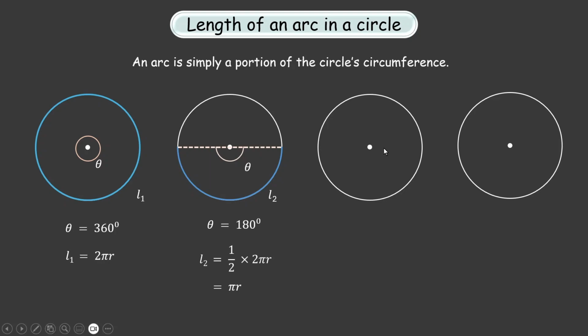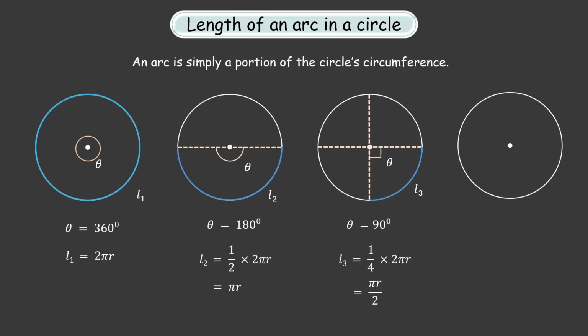In the third circle, let us draw an arc which covers 1/4 of the circle's circumference. Now the central angle is 90 degrees and the length of the arc is 1/4 of 2 pi r, that is pi r by 2.